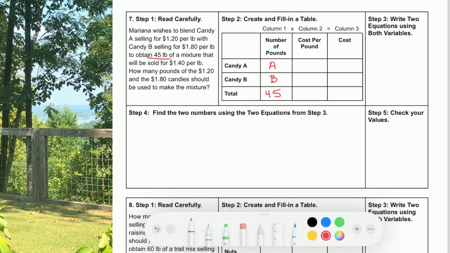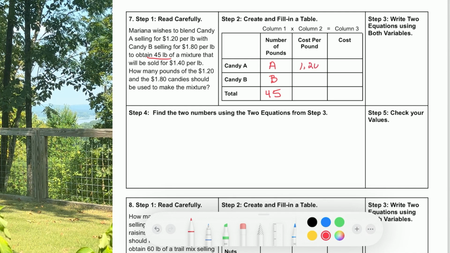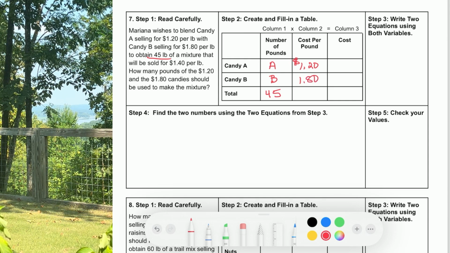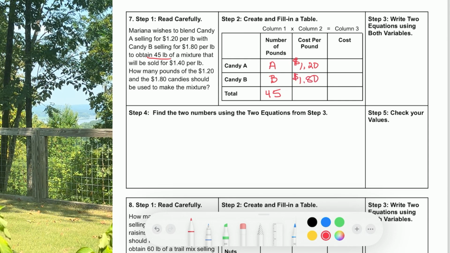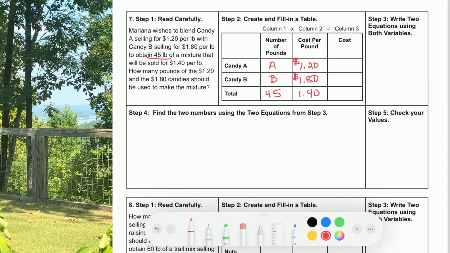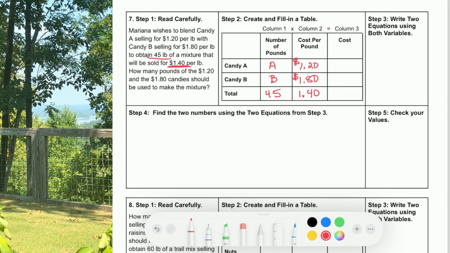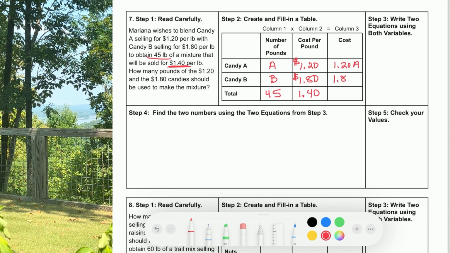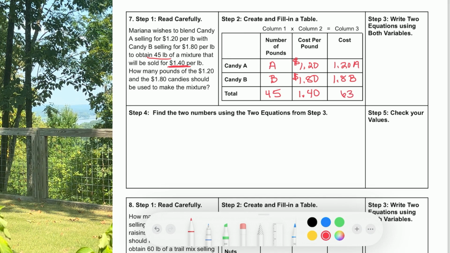Candy A costs $1.20 per pound. Candy B costs $1.80 per pound. And they want the mixture to be $1.40 per pound. Now we need to multiply across so that we can get our third column. So we have 1.20A, 1.80B, and 45 times $1.40 gives us 63.